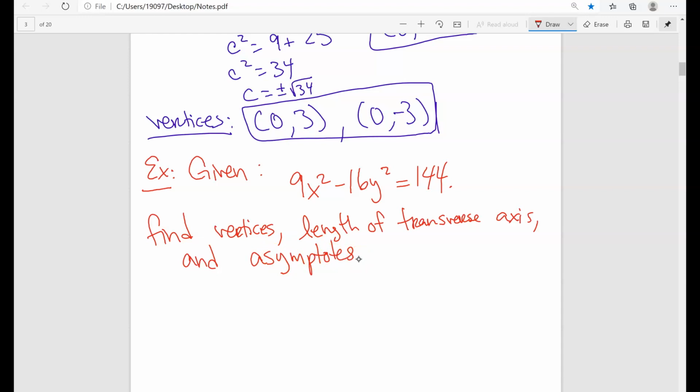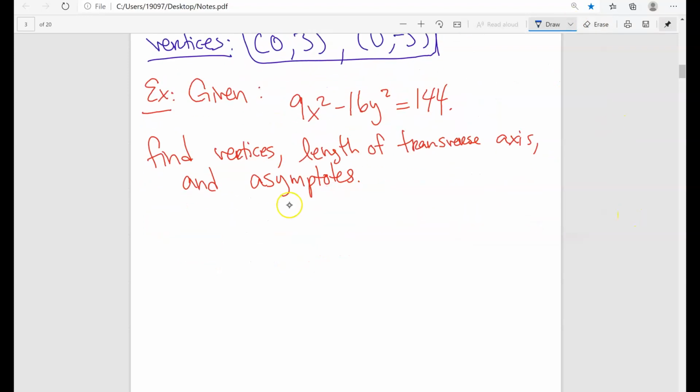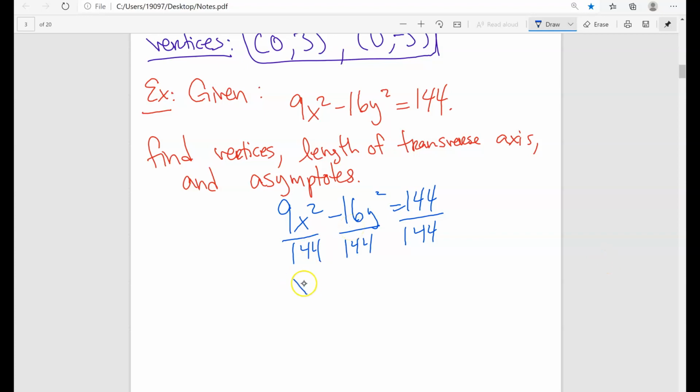So the first thing to do is notice that this equation is not in the form that we want. So 9x squared minus 16y squared equals 144. What we've got to do is divide by this 144 first. Okay, so I'm going to divide by 144, and then simplify. So you're going to have x squared over 16, and then y squared divided by 9 is equal to 1.